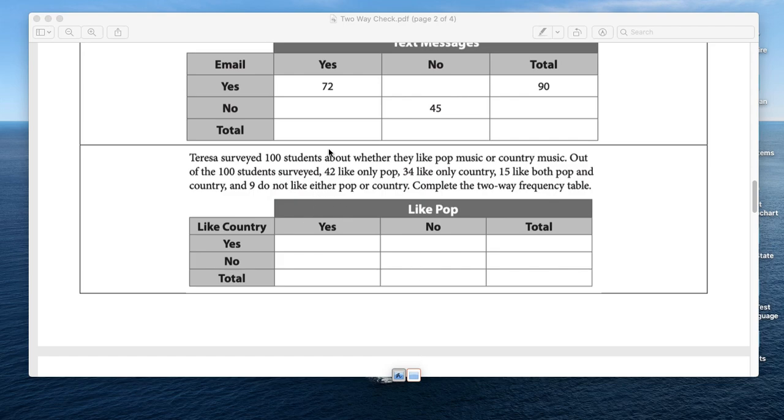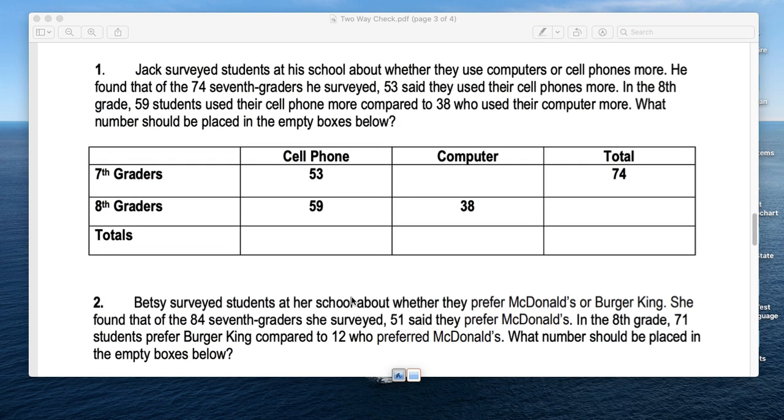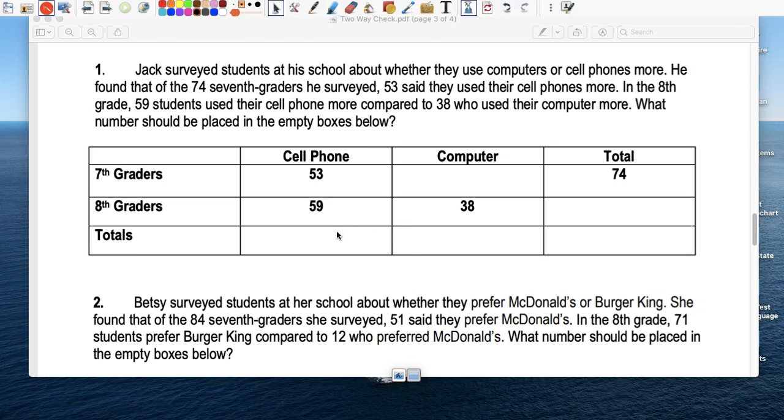This one's a little bit more challenging, okay? Jack surveyed students, whether they use computers or cell phones. They asked if they were 7th graders or 8th graders. And he found out that out of the 74 7th graders, 53 said they only use their cell phones, which means the remainder use computers. So 74 minus 53 gives us 21, so we can put 21 here.